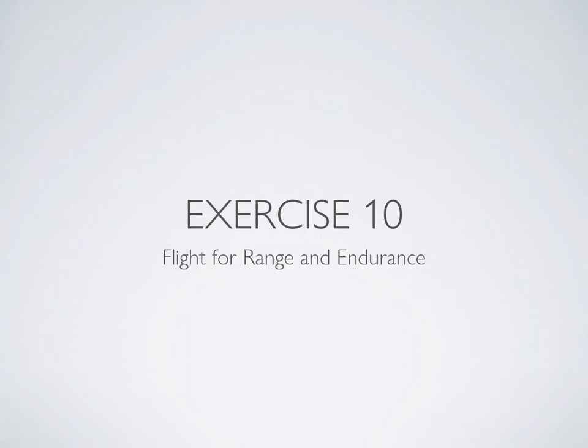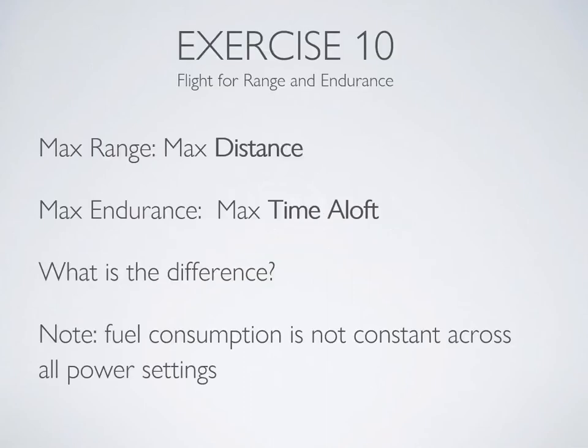Hey, welcome to the slideshow for exercise 10 from the flight training manual, which goes over flights for range and endurance. So what are these two things? Range is the maximum amount of distance that you can fly given a certain amount of fuel, and endurance is the maximum time aloft you can stay given an amount of fuel.